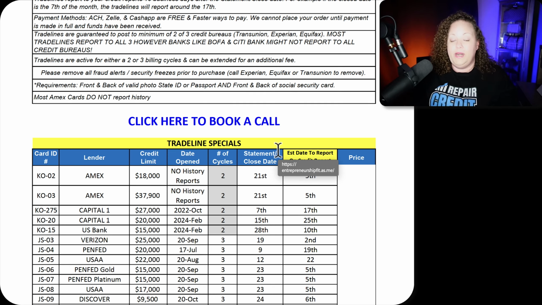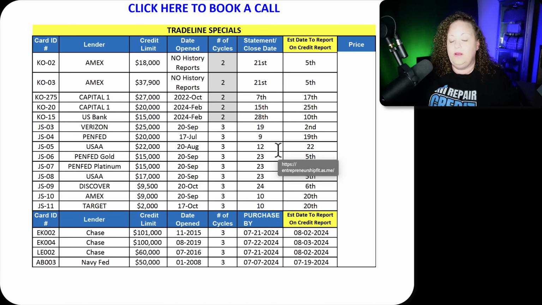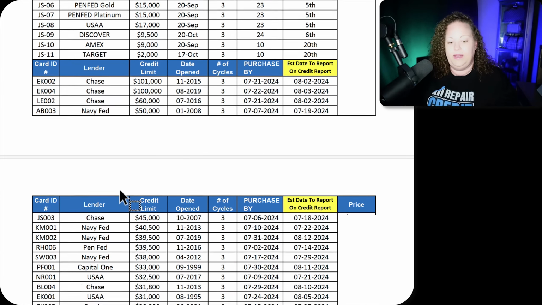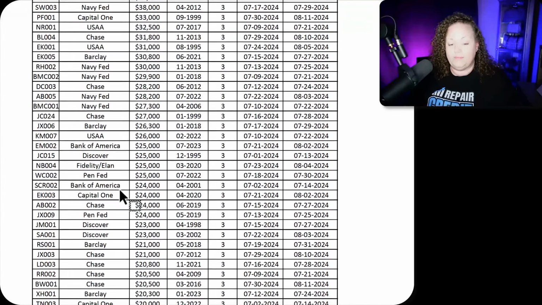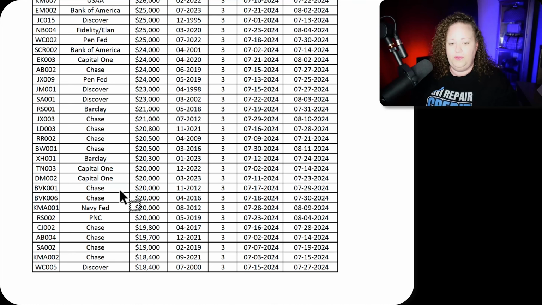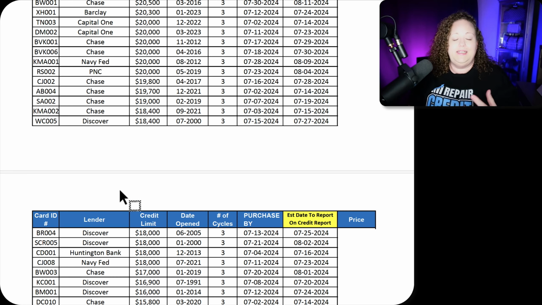And that's why when it comes to trade lines, it's best to get a trade line from, say, PenFed, Navy Fed, Chase, or Capital One. Most of these trade lines are going to report to all three. The only trade lines that I have only seen report to two bureaus are Bank of America and Citibank. Those are the only banks that I don't fully trust to report to all three. Now, I had clients where they wanted a Bank of America, they got it, and it did report to all three. And again, we guarantee that your trade line will post to a minimum of 2 out of the 3 bureaus. But for the most part, most of our cards do report to all 3 credit bureaus.